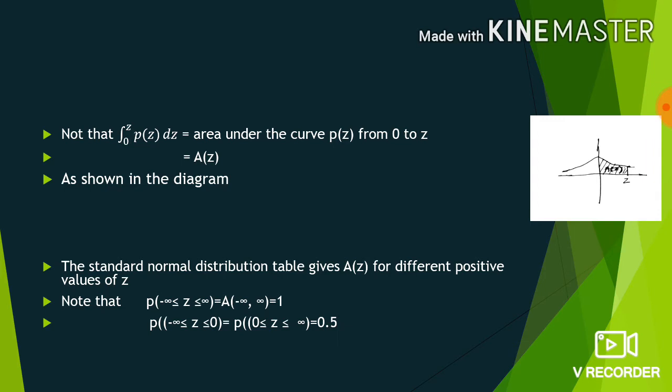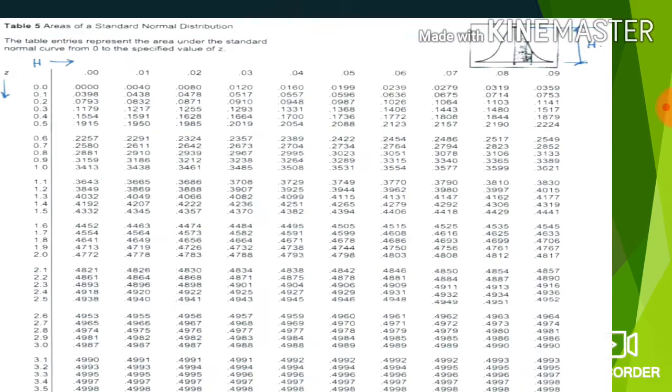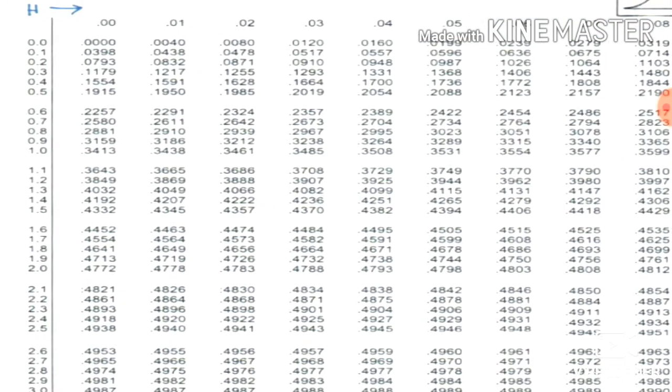For different values of z, we get the value of A of z from the normal distribution table. From that table we can get the value of A of z for different values of z. You can see the table here.